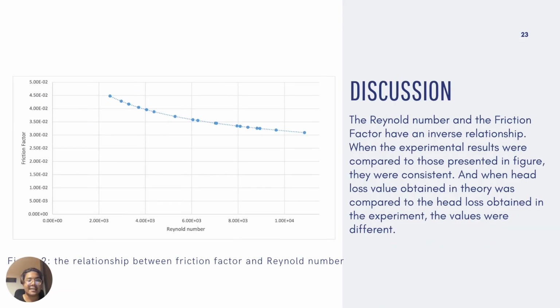And next is the discussion between the friction factor and Reynolds number. Friction factor and Reynolds number have an inverse relationship when experimental results were compared to those presented in the figure. They were consistent, whereas the head loss obtained in theory compared to the head loss obtained in experiment were different in value.